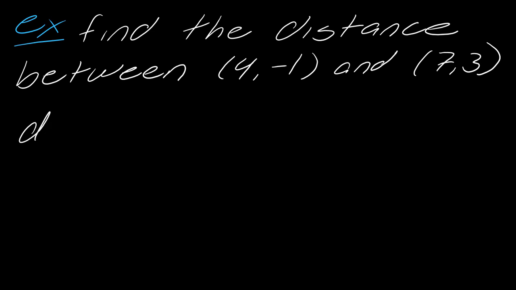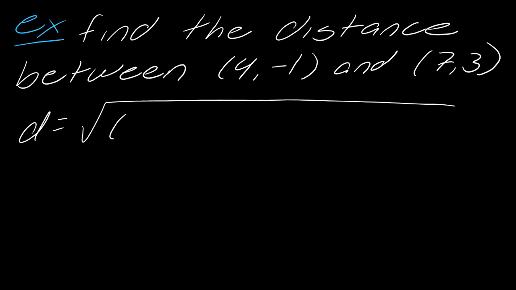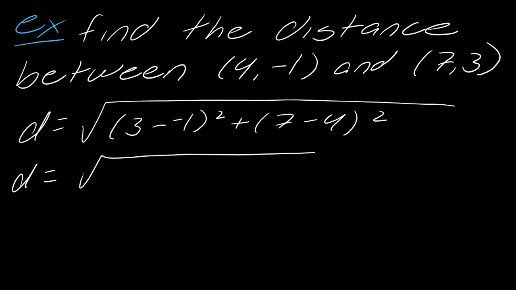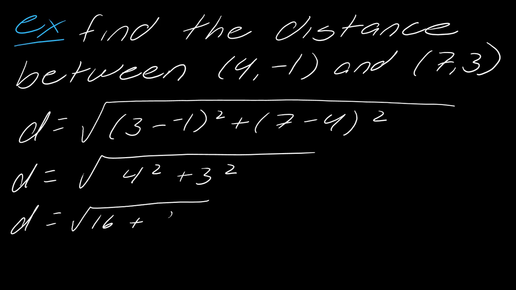Okay, so the distance, it doesn't matter, by the way, which one you want to call x1, y1, x2, y2. So I'm just going to set this as the square root of (3 minus negative 1) squared plus (7 minus 4) squared. So let's see, that's going to give me 4 squared plus 3 squared. So that's going to be 16 plus 9. So that's the square root of 25, and so that equals 5. Cool. So that would be the distance between those 2 points. So the distance formula, I think, is pretty straightforward.